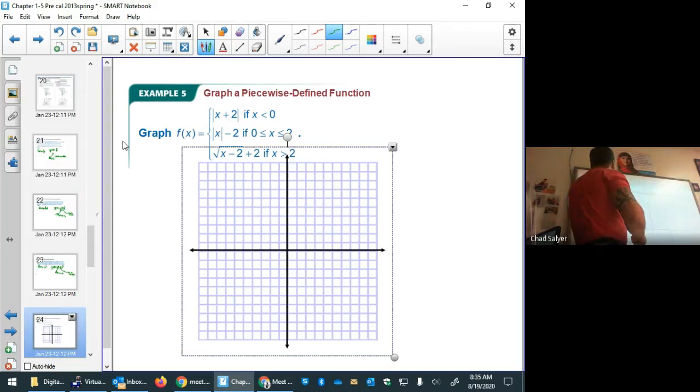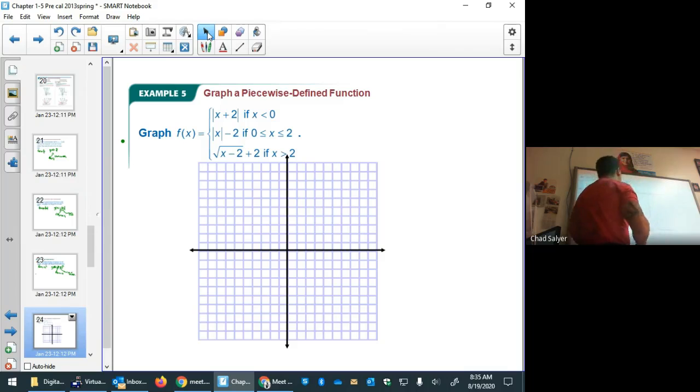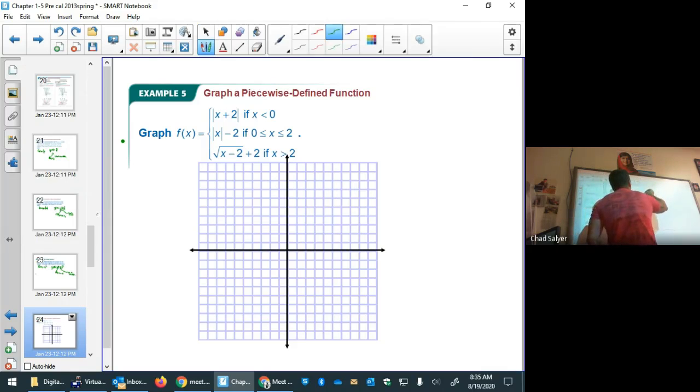So we've got 3 portions of the domain here, and then 3 expressions. First of all, let's graph this leftmost, which is if x is less than 0. And so we'll graph this one in green. It's the absolute value of x plus 2. Let's get a couple points.